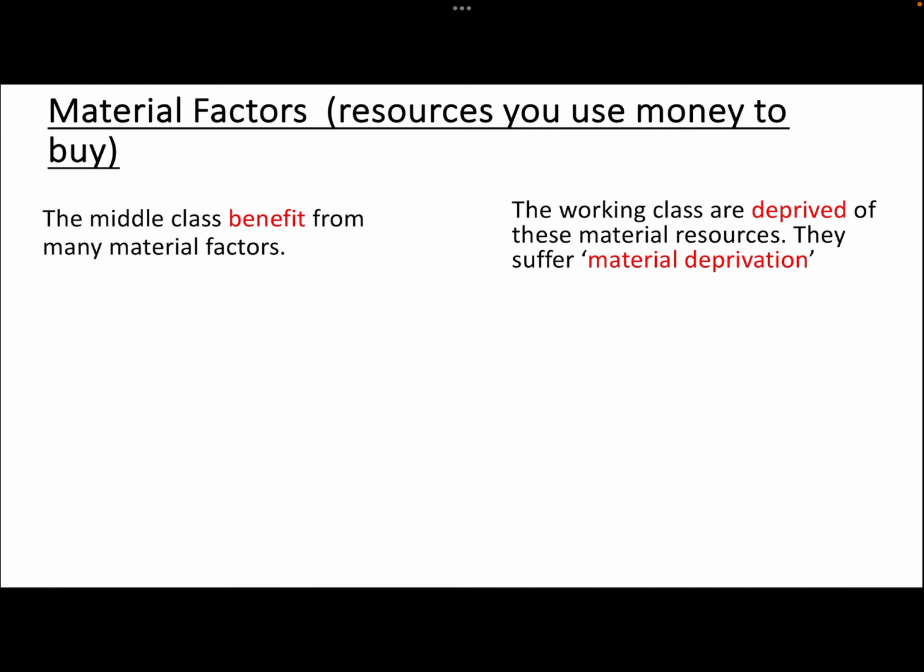So when it comes to material factors, and material factors to me are resources that you can use money to buy, the middle class benefit from material factors, whereas the working class are often deprived of these material resources. They suffer what's known as material deprivation.